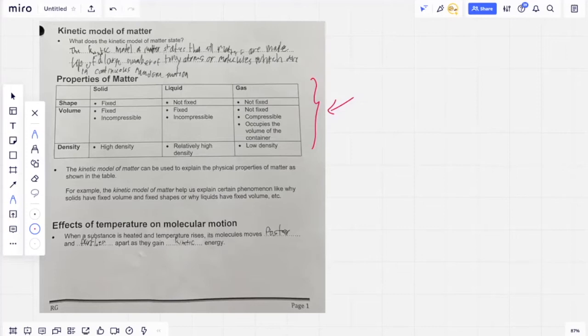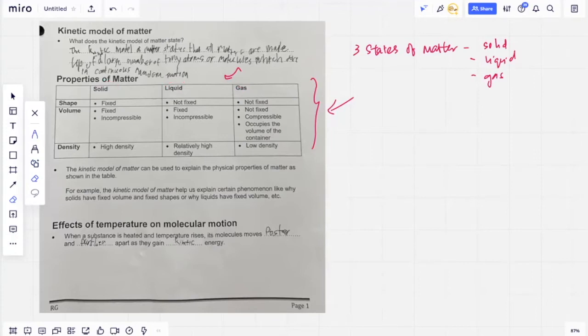Should I explain? Okay, let's not talk about the kinetic model theory of matter first. In primary school science or secondary 1 and secondary 2 science, they will have these three states of matter, which are solid, liquid, gas, labeled down here: solid, liquid, gases. These three things.